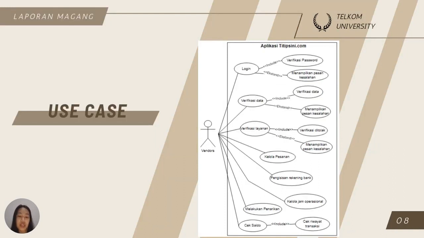And then use case, Titip Sini application. Vendors can log in including password verification and display an error message. And then vendors can perform data verification, including data verification by system, and an error message is displayed. And then vendors can verify service, including reject verification, and an error message is displayed. Next, vendors can manage orders, manage a bank account, manage operating hours, make withdrawals, and check balance, including checking transaction history.